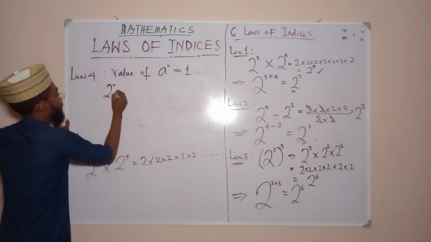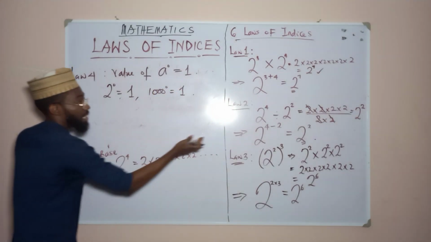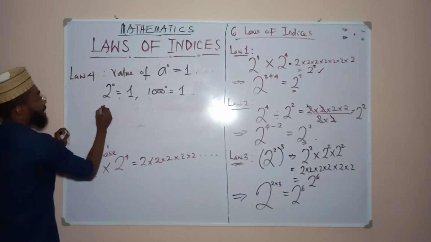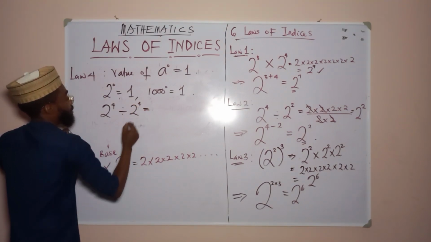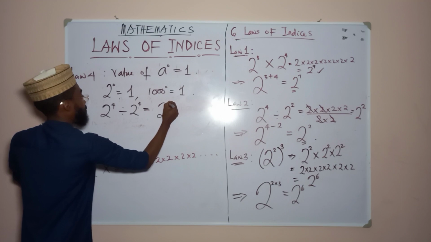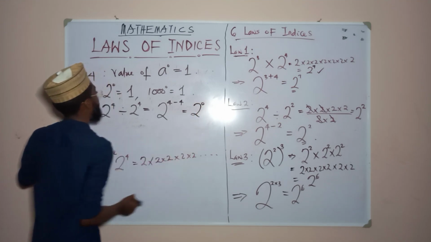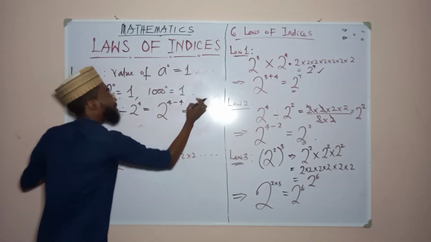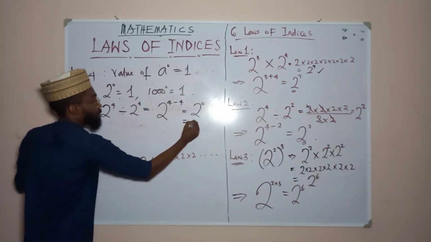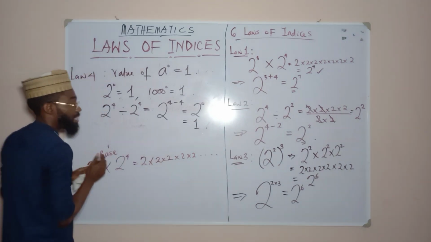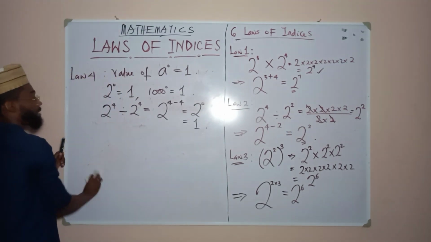Take for instance, 2 raised to power 0 is 1. 1000 raised to power 0 is 1. And how do we prove that? We prove that from the second law. If you have 2 raised to power 4 divided by 2 raised to power 4, using the second law, it means that our answer is supposed to be 4 minus 4, which is 2 raised to power 0. Isn't it? So if we have this as being 2 raised to power 0, what it means is, if this law is applicable, then this is also going to give us 1. So whenever you raise a number to the power of 0, always know that it is going to give 1. It's as simple as that.